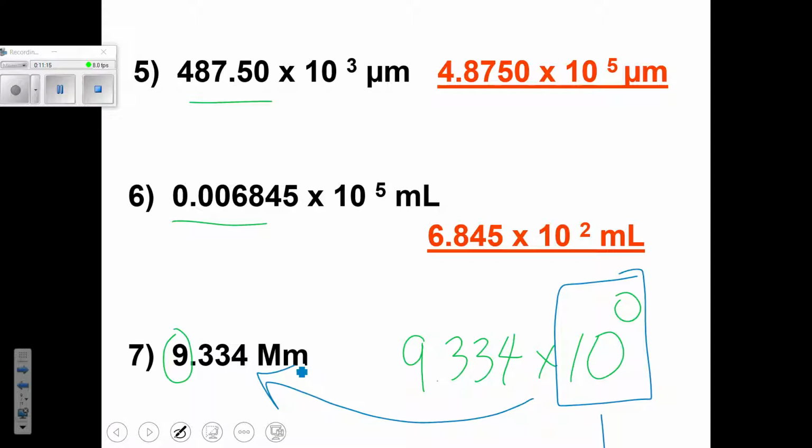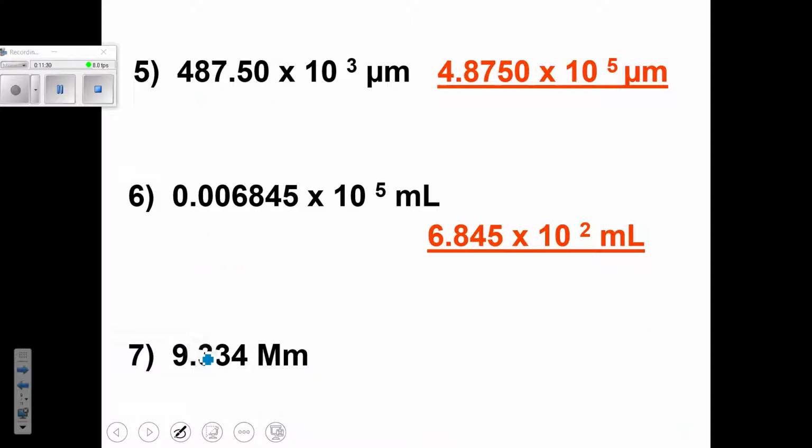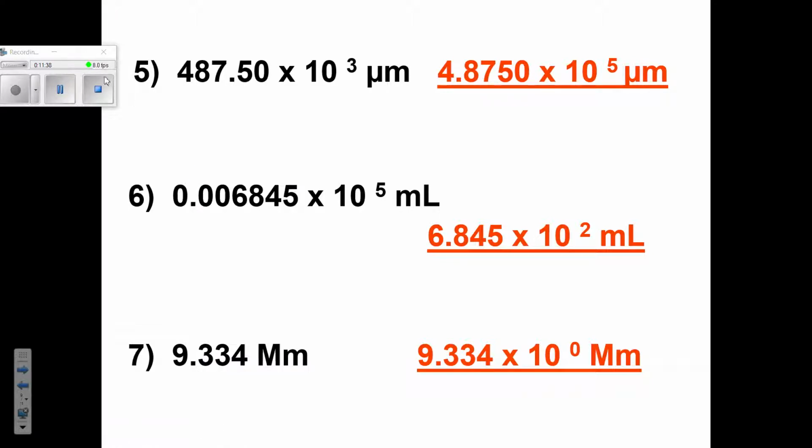If you put a 1, now you are multiplying 9.334 by 10, which makes it 93.34. It's not the original number. So you can have a 0. That would be the proper format if you did not have to move your decimal at all. Okay, so I do hope that that helps you. This was just very basic as far as putting numbers into scientific notation.